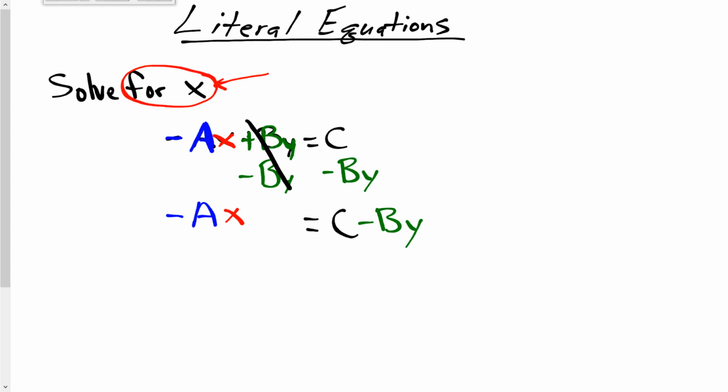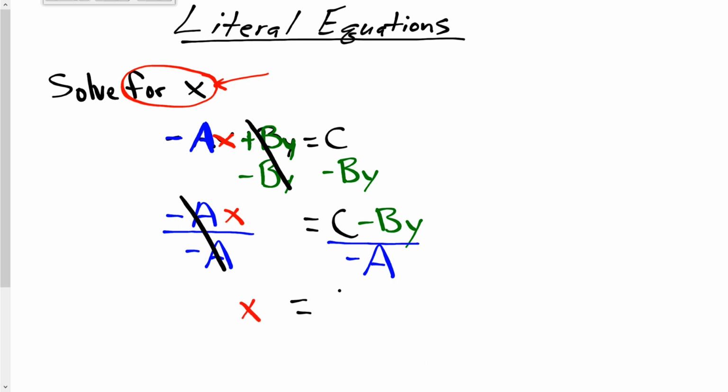Now that the constant is taken care of, we're now going to get rid of the coefficient. The coefficient is negative a. We're going to get rid of that by dividing both sides by a negative a. Make sure to divide both sides, so the whole side, by that coefficient. On the left-hand side, negative a cancels out and leaves you with just the x like we planned on.